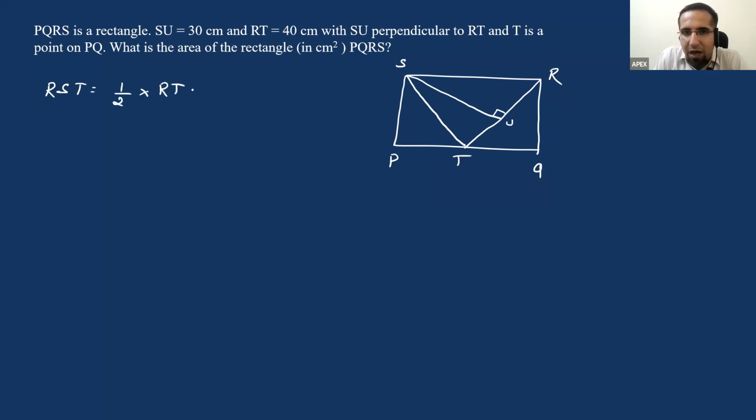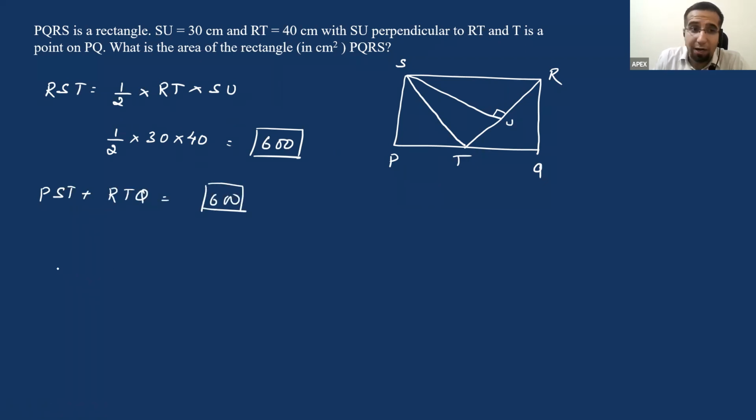I'm using base as RT, then the height becomes SU, because I have to use 30 and 40 there, right? So this becomes half into 30 into 40, which becomes how much, guys? 600. And I know that if this is 600, then triangle PST plus triangle RTQ will also be equal to 600. And I know that the rectangle PQRS is a combination of RST plus PST plus RTQ.